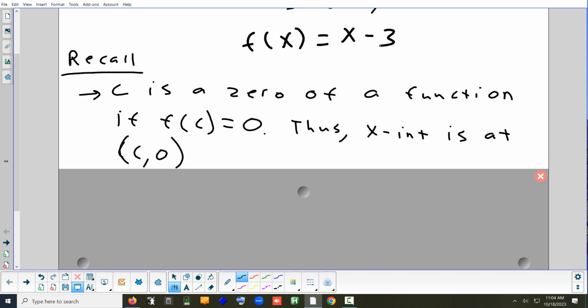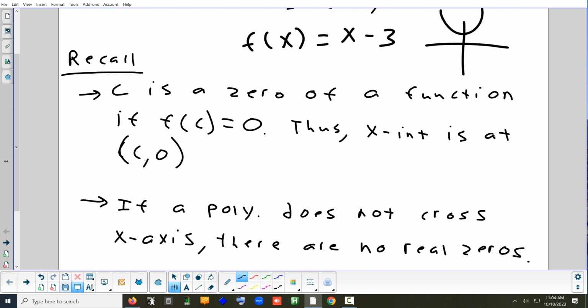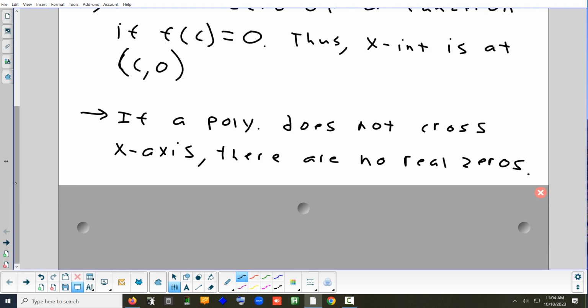Now, what if a graph never crosses the x-axis? What if it looks like this? What would that mean? It has no zeros. It has no certain type of zeros. It has no real zeros, right? So if a polynomial doesn't cross the x-axis, there's no real solution.